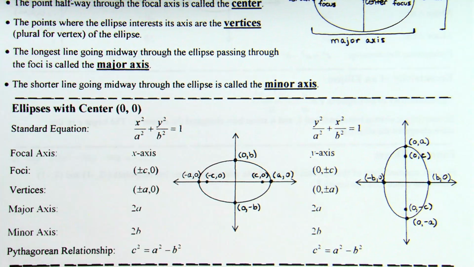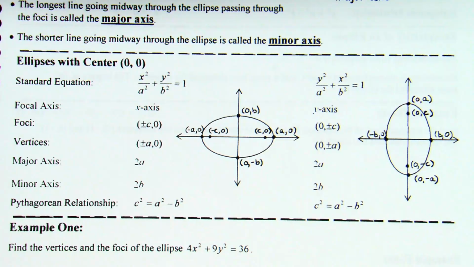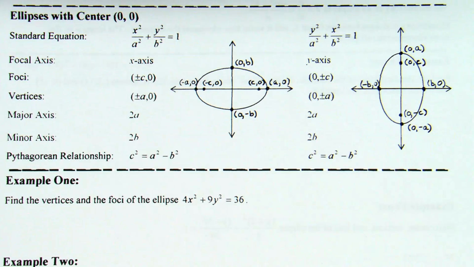Like yesterday, I'll draw pictures some. Some of them you are going to have to draw pictures for to see. Some of them you aren't. It really varies from person to person. So let's look at example 1. This time they're giving me an equation. Find the vertices and the foci of the ellipse 4x squared plus 9y squared equals 36. So two questions here: vertices and foci.